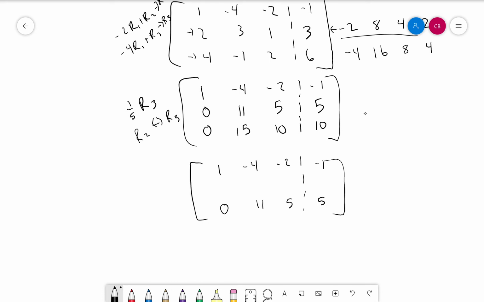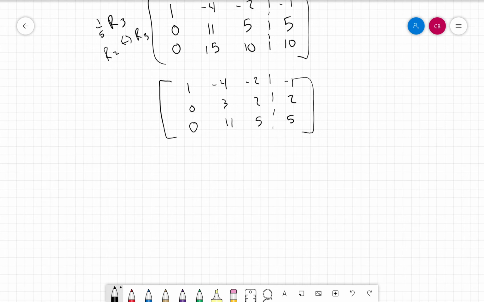I'm going to do 1/5 times this third row, which is 0. 1/5 of 15 is 3. 1/5 of 10 is 2, and 2. So 10 divided by 5, and 10 divided by 5, and 15 divided by 5. Okay, now, I need to make this 3 into a 1. If I divide by 3, I'm going to get fractions, and you won't like fractions, so let's do it a different way.